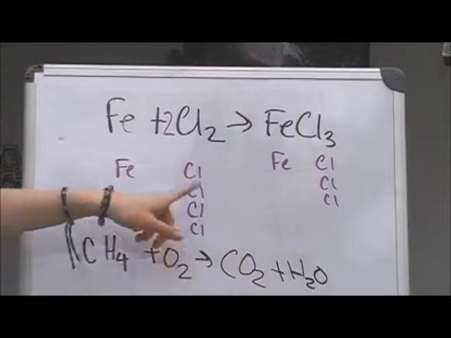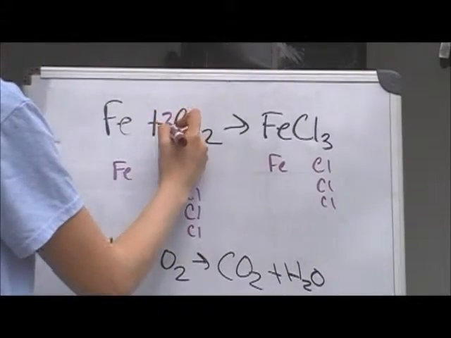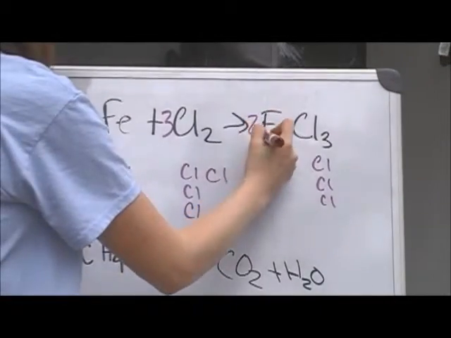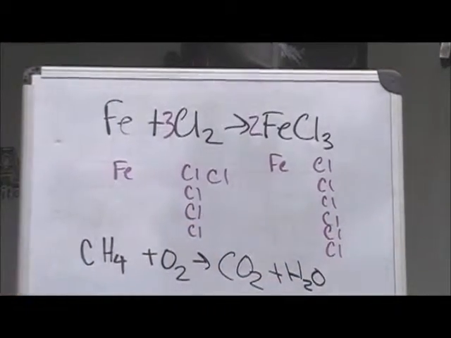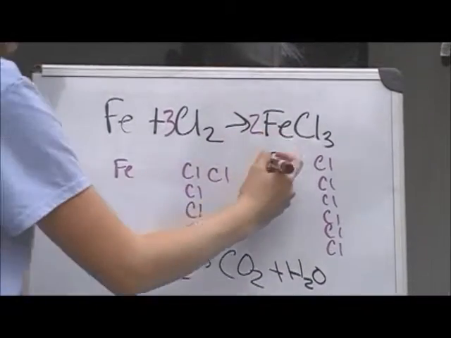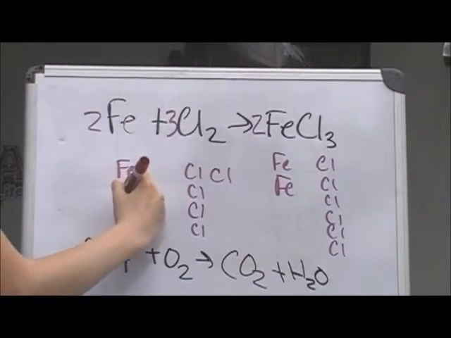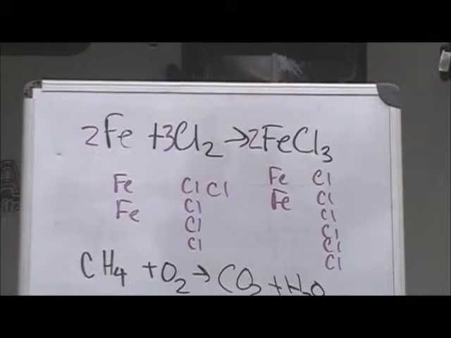But that still doesn't add up. That doesn't add up to a multiple of 3. So we're going to put 3 Cl's. So now we have 6 Cl's on this side. And if we put a 2 here, we have 6 Cl's on that side. But now since we put the 2 here, we have 2 Fe's. So we have to put a 2 in front of the Fe. So now we have 2 Fe plus 3 Cl2 yields 2 FeCl3.